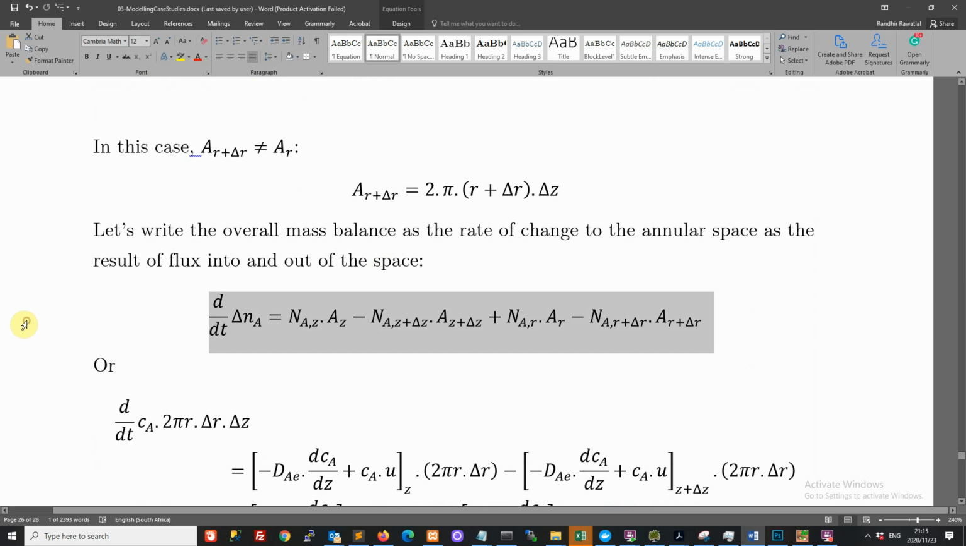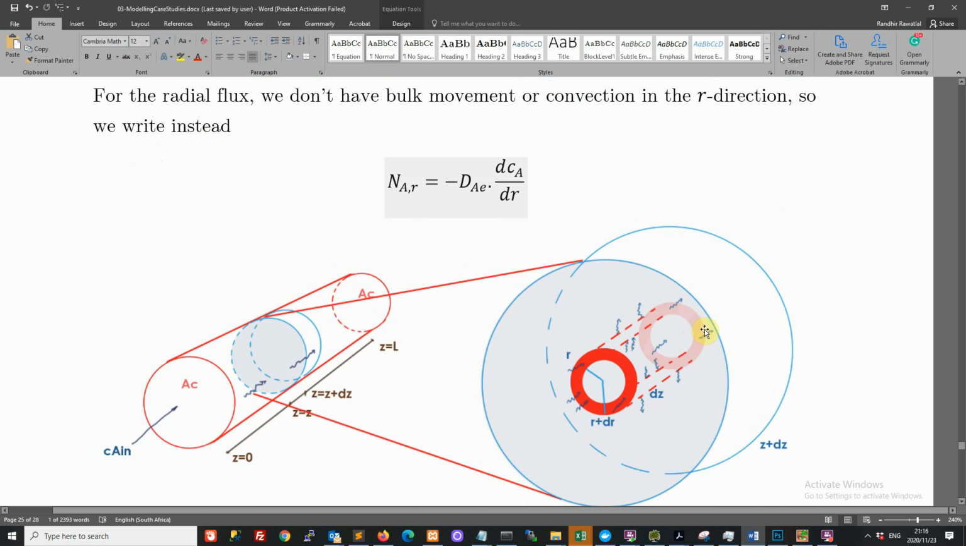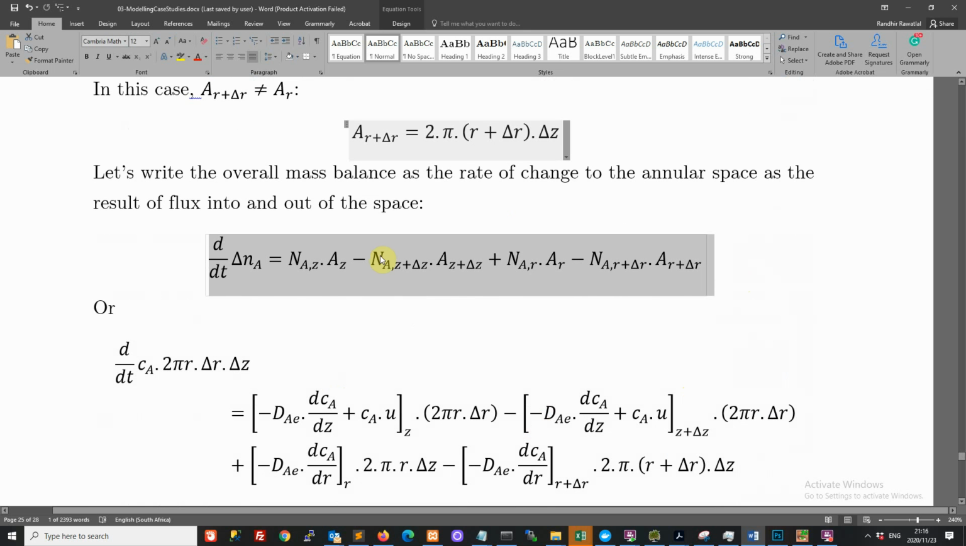All right, so we can write our overall material balance here. We can say the rate of change of moles in this weird little space will equal the rate at which component A is entering the space. So you have the flux in the z direction at position z. So we multiply by the area normal to that z. And then we look at the flux out of the space. So we look at the rightmost face, and then the flux going out there times that area. So that's all the flux in the z direction.